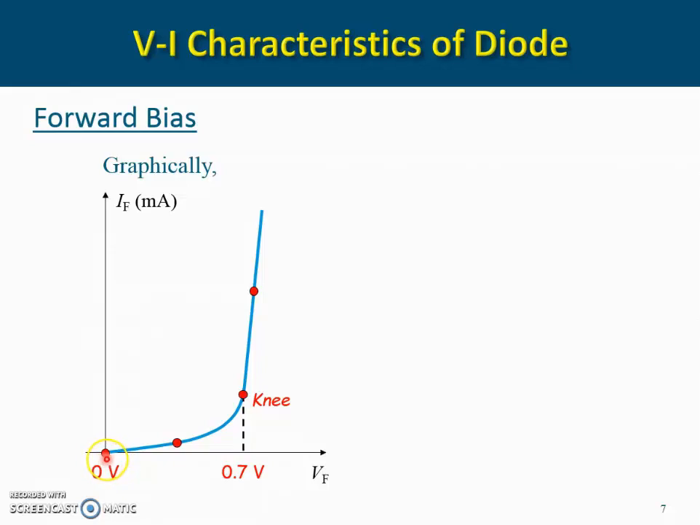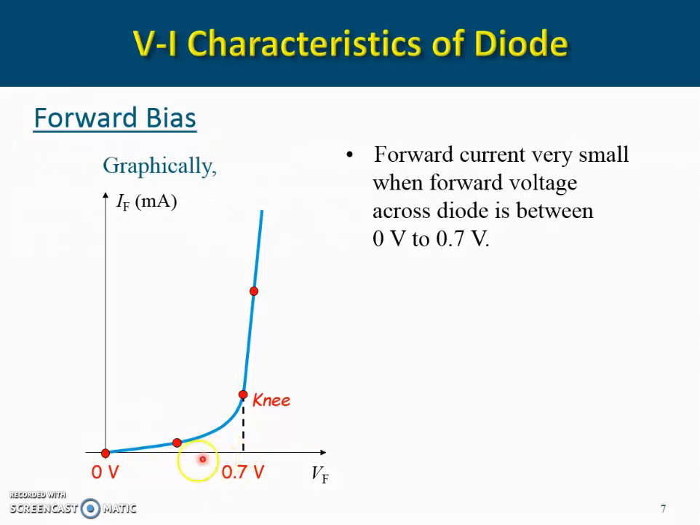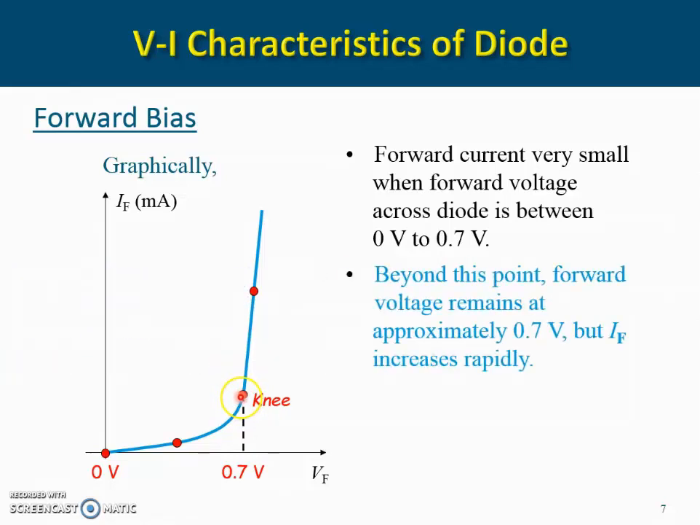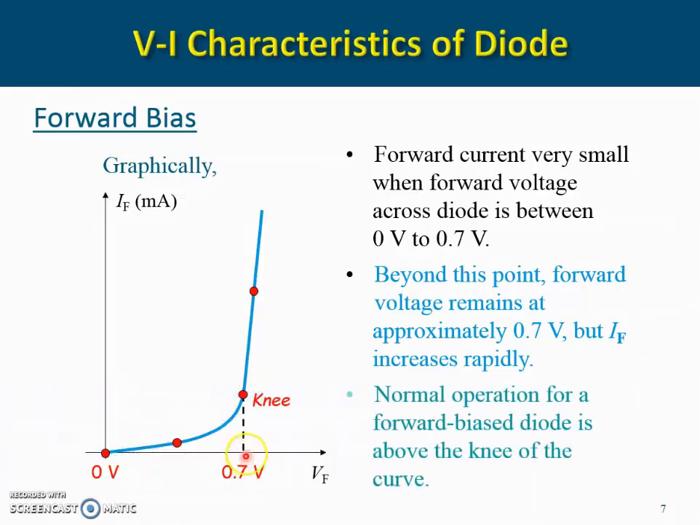The forward biasing voltage is increased gradually from 0 volt to 0.7 volt. According to this VI characteristic curve, the forward current increases slightly. It will increase rapidly when the forward biasing voltage is increased beyond this 0.7 volt, beyond this knee point. You will find the current increases significantly, but the forward bias voltage across the diode remains approximately 0.7 volt. For normal operation, we would like to bias the diode in this segment so it can provide large current.